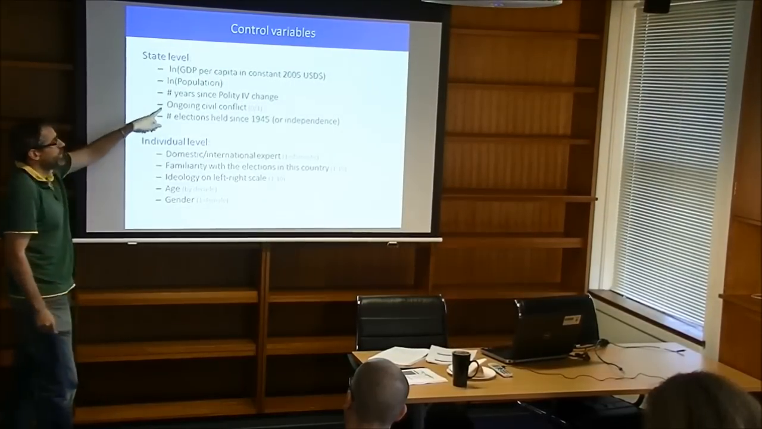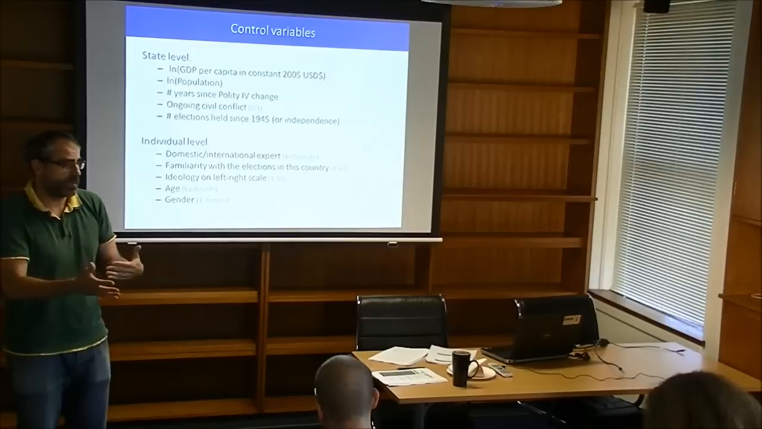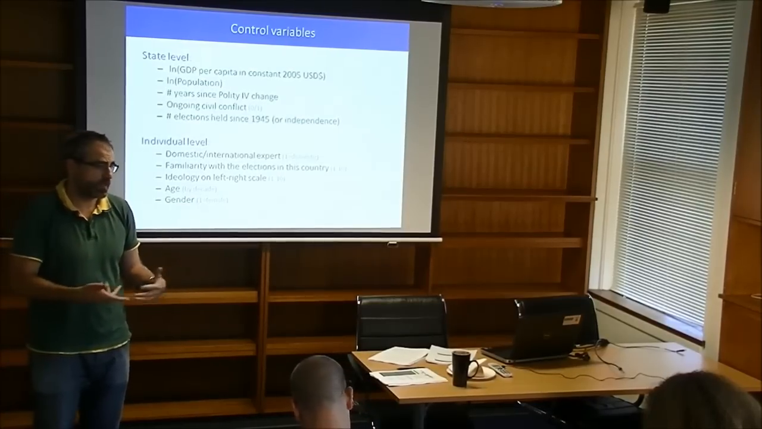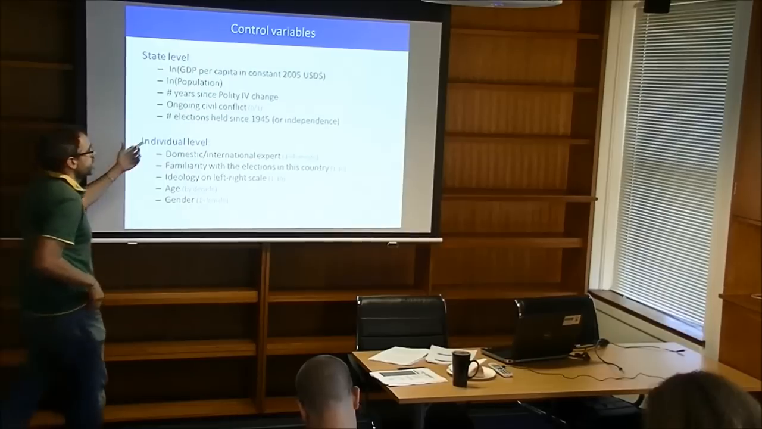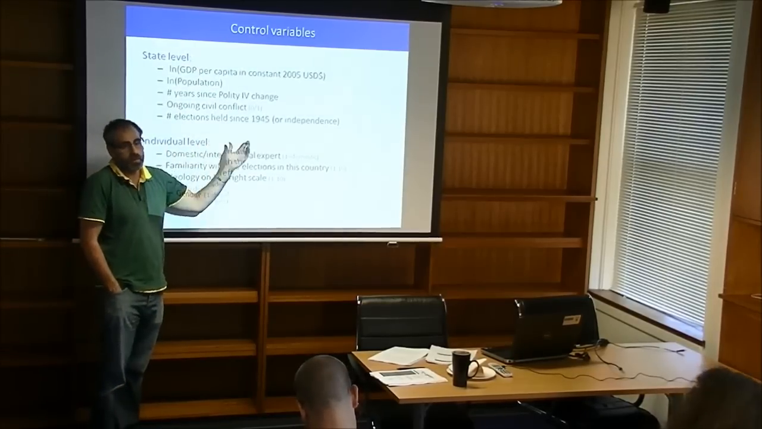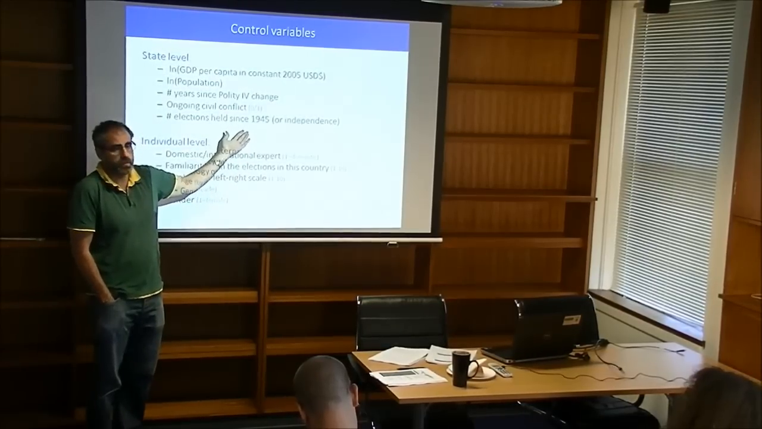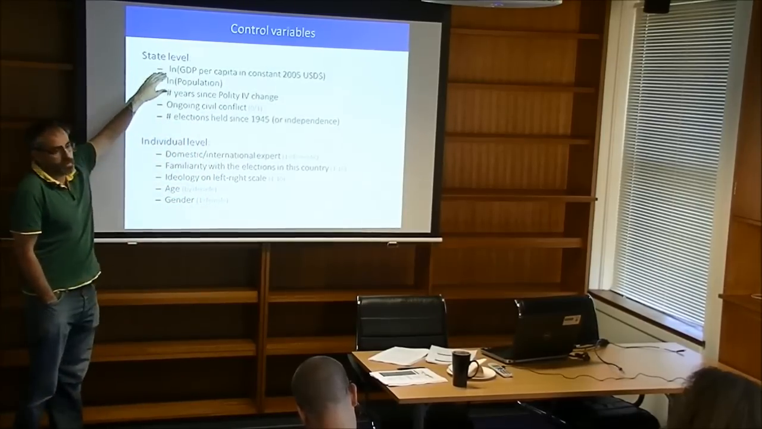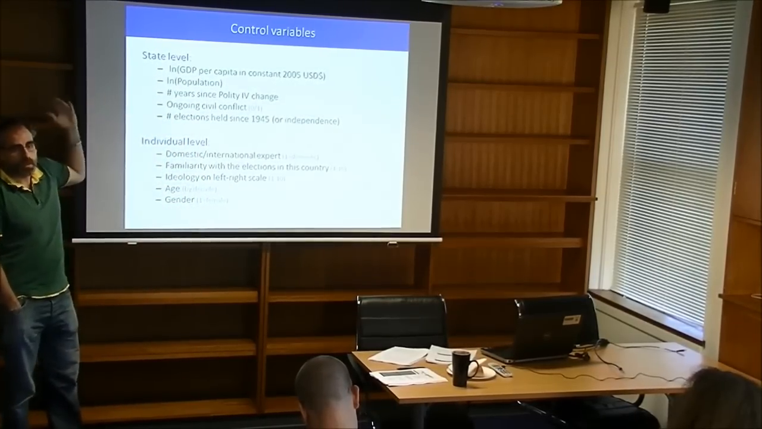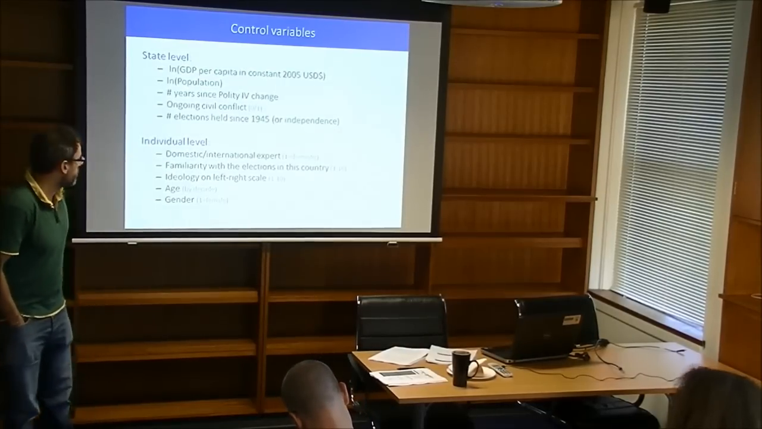Whether you have an ongoing civil conflict, because we're arguing, well, if you're voting while you have people shooting at each other in the same country, that's going to be problematic. And then the number of elections held since 1945, or independence, depending on the country, which for all of those who are familiar with the issue, goes with the Lindberg argument, all right? So almost all of the independent variables are relying on some of the logic already sketched out in the literature, okay?